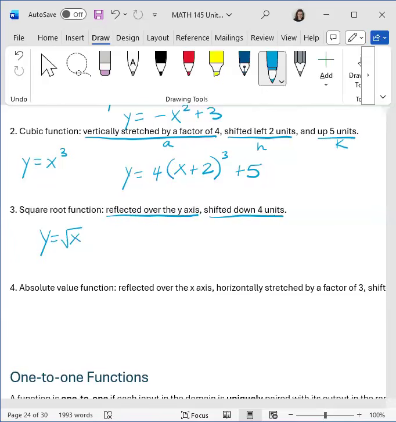So identifying those transformations, reflecting over the y-axis is going to be a b value, and up or down is going to be a k value. So we have y equals, there is no a, the square root of, since we're reflecting it over the y-axis, negative x. The negative sign makes a reflection. And since it's b, it goes underneath the square root sign. And then down 4 units would be minus 4 for k.